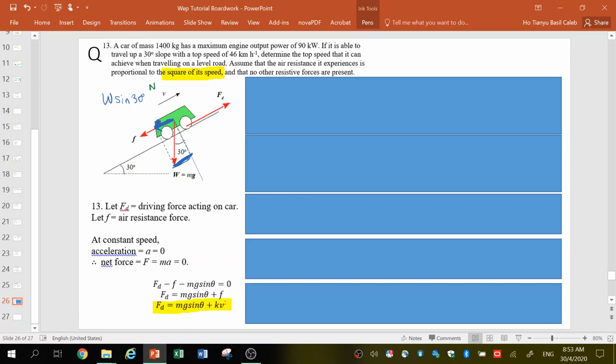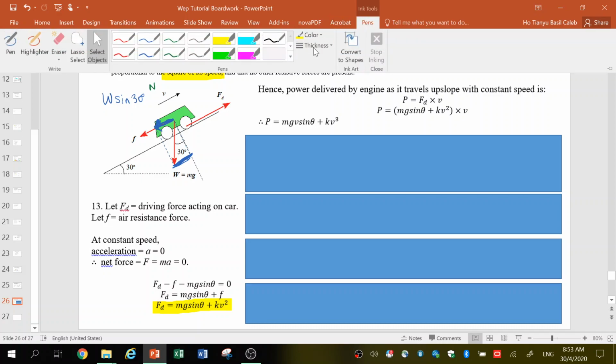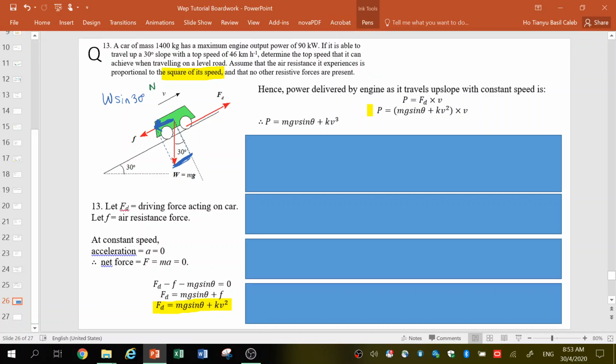So we have something that looks a little bit scary, but it's not that different from question 12. Let's do the next one. Since power is force times velocity, we are able to get this. We just sub in everything that we derived earlier for the driving force, multiplied by v, and we get power as this function. So power is a function of something times v and something else times v cubed.